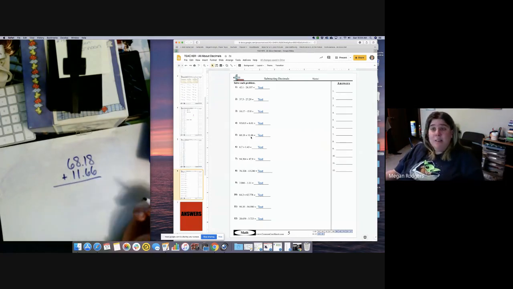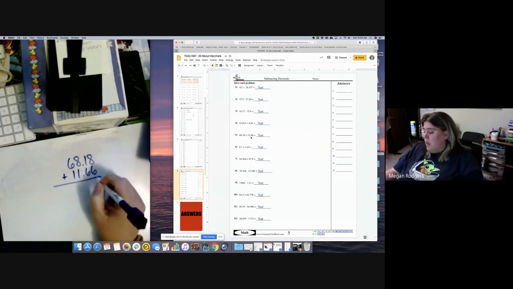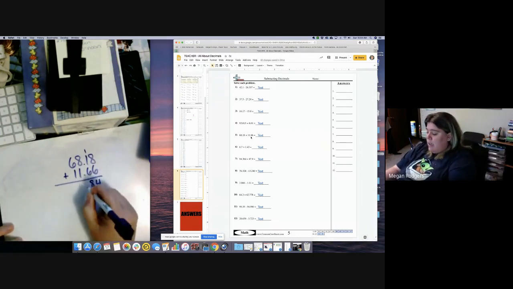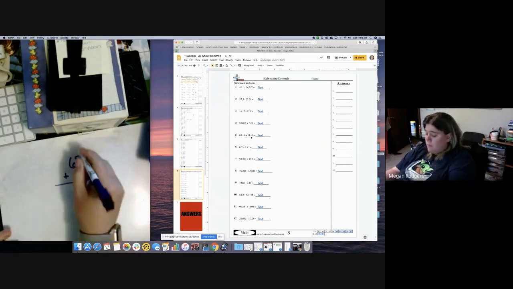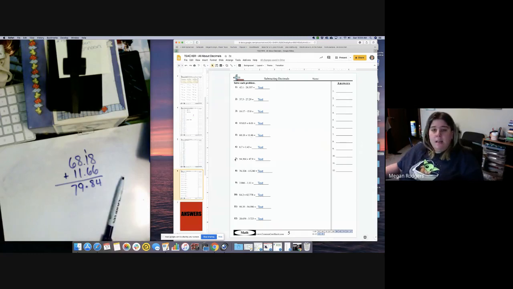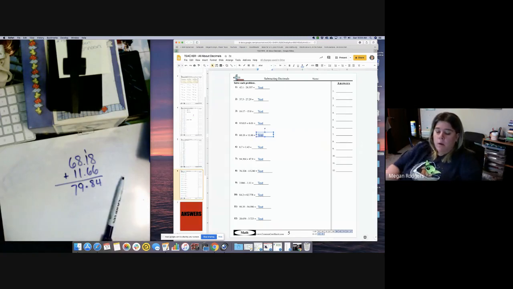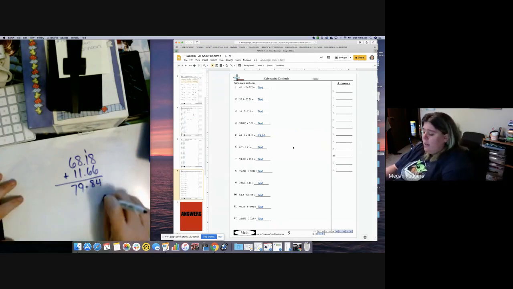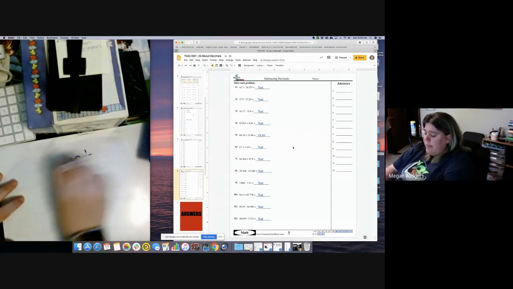And then from here, I add just like I've always added. 8 and 6 is 14. Carry my 1, 6, 7, 8. Now in this case, my decimal point just falls right into place. And then I keep going. So 79 and 84 hundredths. Not so bad, right? And that one was nice because they all actually lined up.